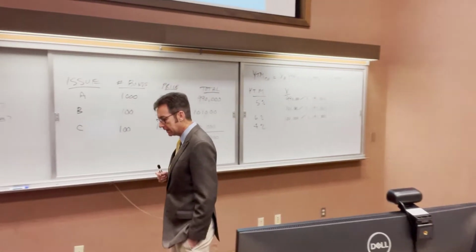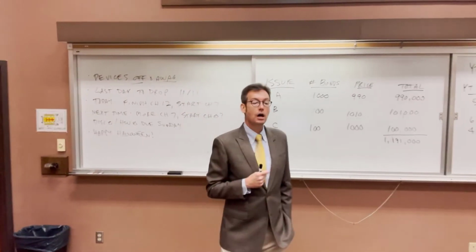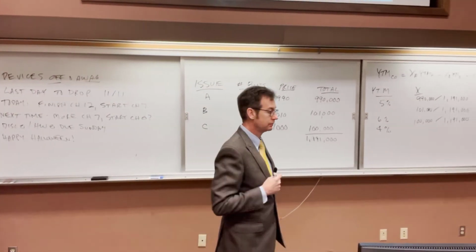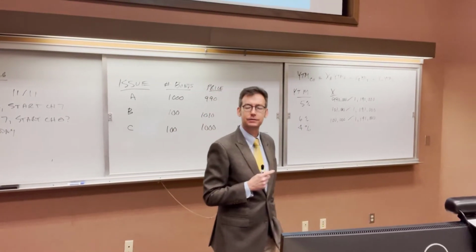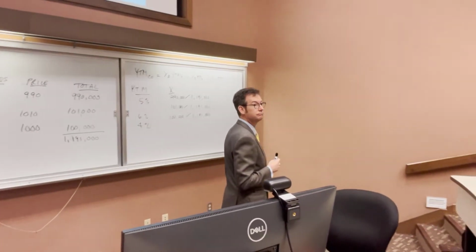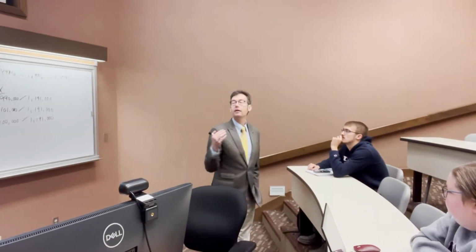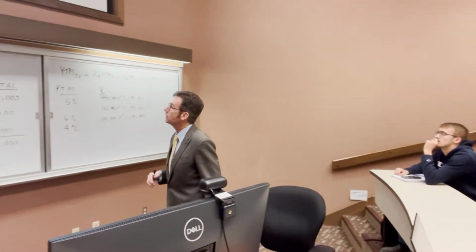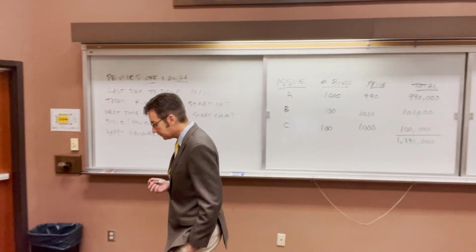What is 1/3 of 15? 5, very good. What is 2/3 of 12? 8. I think it's 8, isn't it? Yeah, it's 8. What is 8 times 0.75? What is 3/4 of 8? 6, right? So what we've got here is 5 plus 6. That gives us our weighted average cost of capital of 11%.